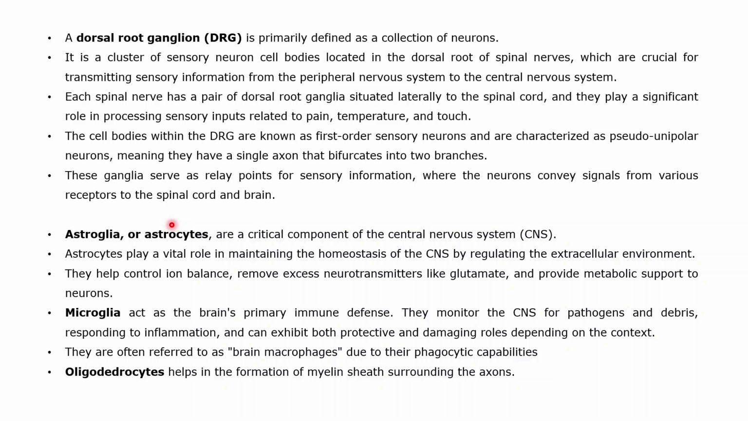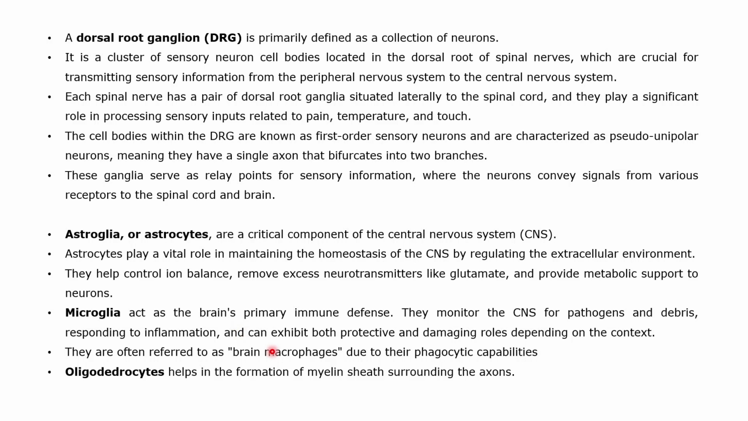So astroglia is a component of central nervous system. These all are components of central nervous system, these glial cells. So basically, astrocytes play a major role in regulating the homeostasis of the central nervous system. Like it helps to regulate the ion balance, remove extra neurotransmitters like glutamate, and also provide metabolic support to the neurons. Microglia actually acts as the primary immune defense.